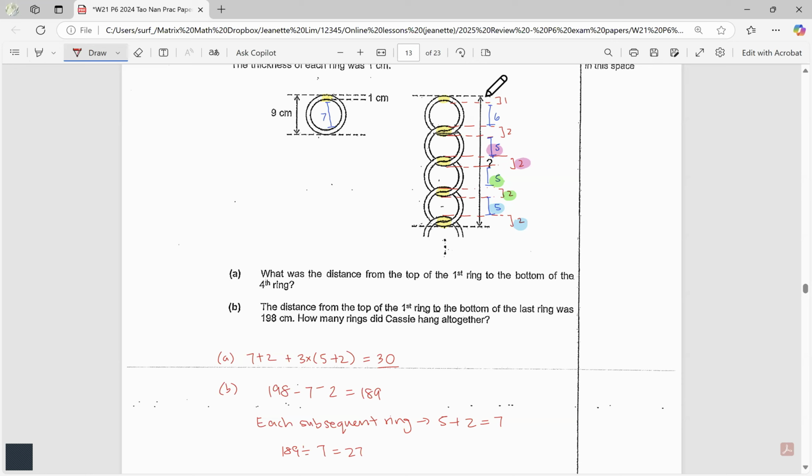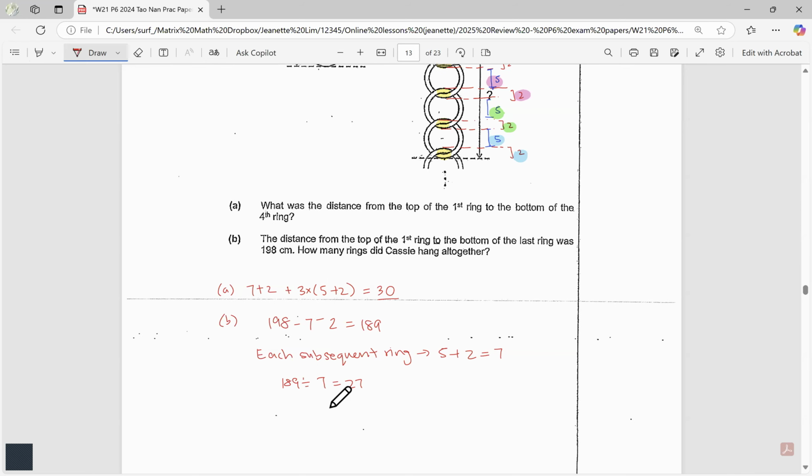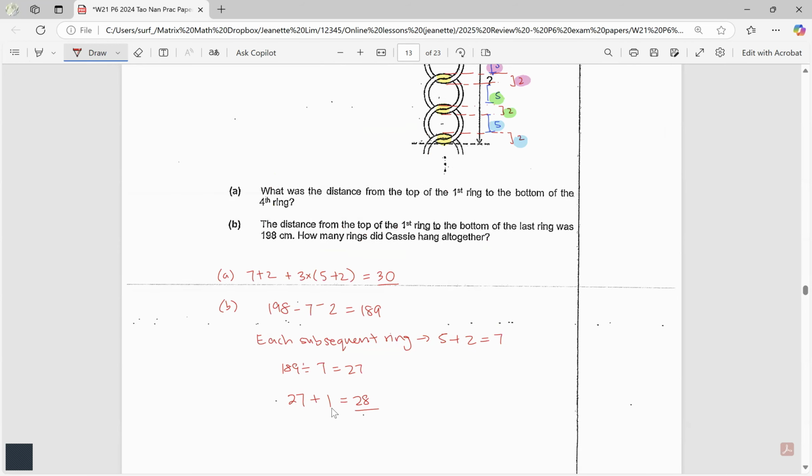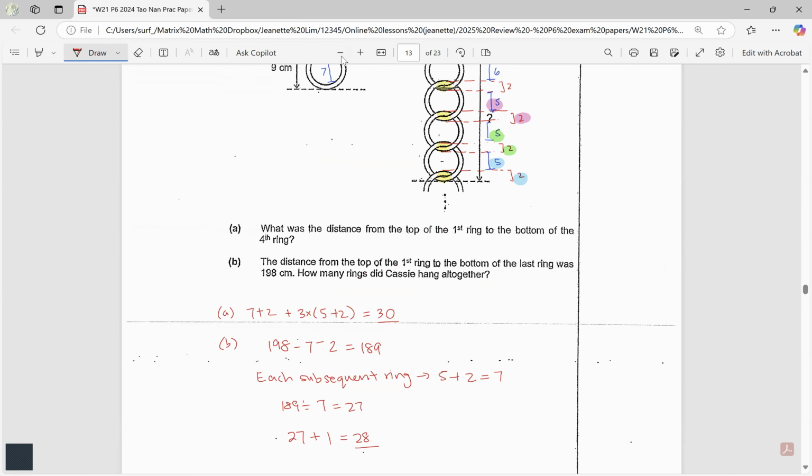Now remember to add back the first ring, which is not a 5 plus 2, but 7 plus 2, which we took away. So the total number of rings would be 27 plus 1. Add back the first ring. So answer: 28 rings.